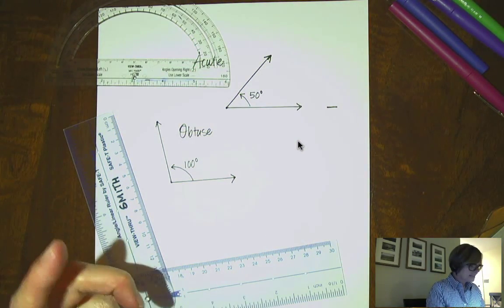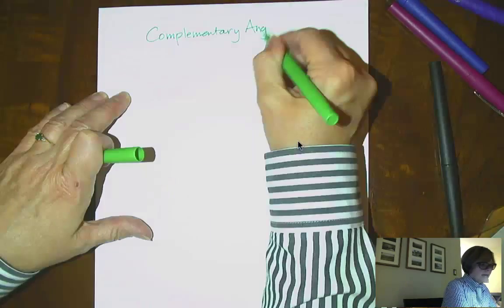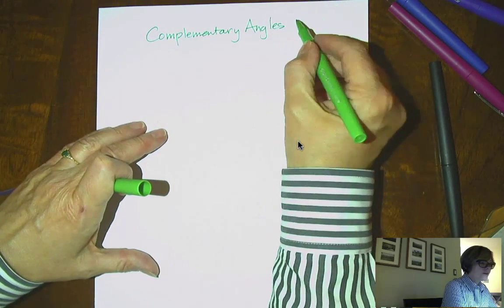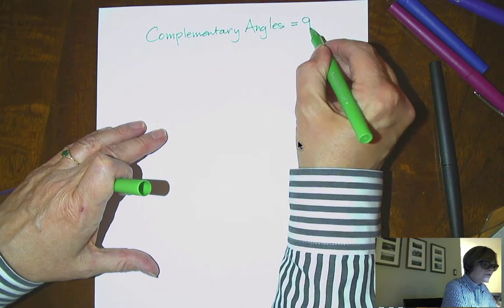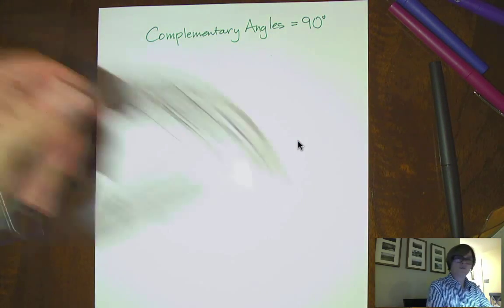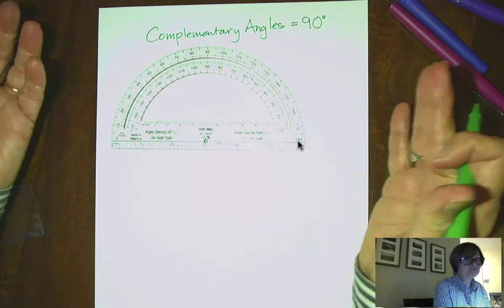All right, let's take it to the next step. Let's go ahead and talk about complementary angles. Now, from our last lesson, we know that two angles that are connected to each other that equal 90 degrees are considered complementary angles. And we'll start with a protractor this time. We're going to make ourselves a 90-degree angle to begin with.